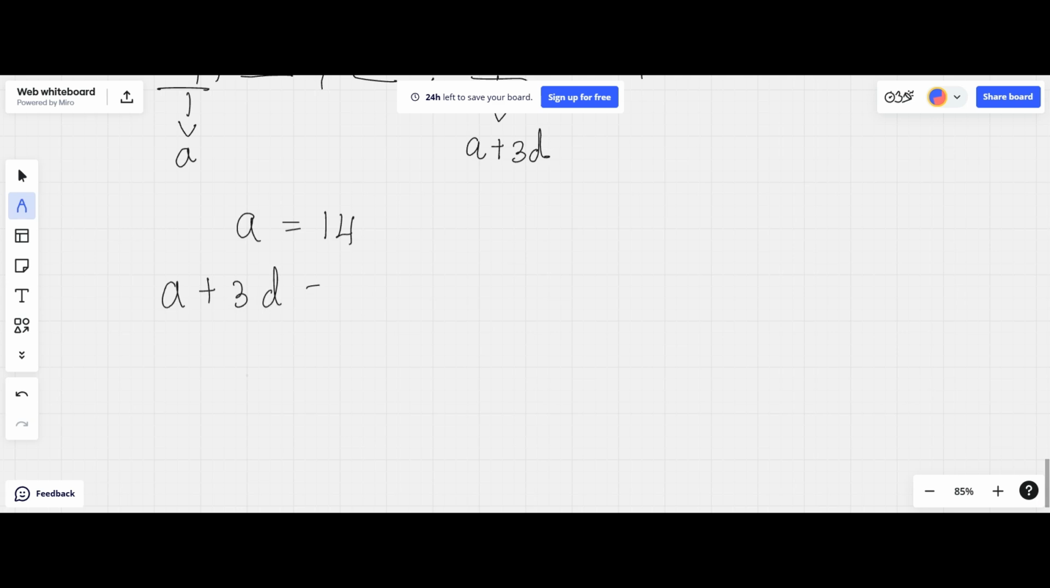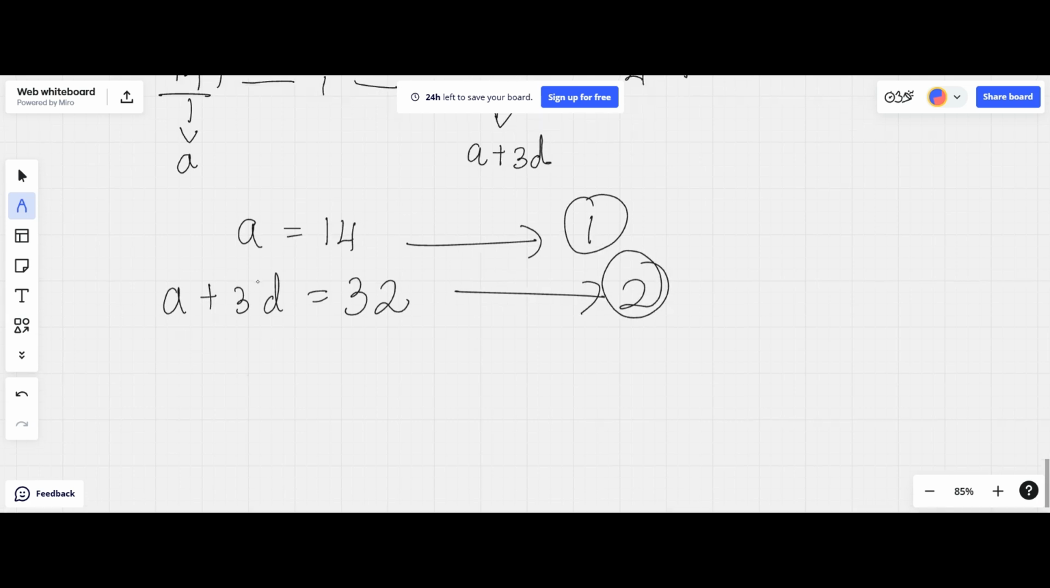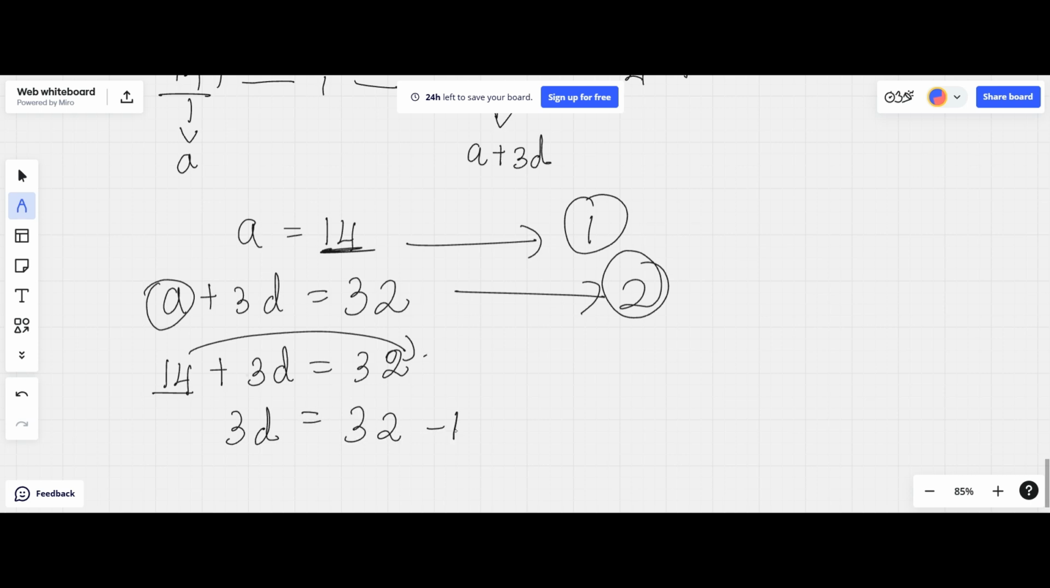A plus 3d is equal to 32. You see, a is equal to 14. Let's say this is equation number 1 and this is equation number 2. So instead of this a we'll put 14. We'll substitute 14, so 14 plus 3d is equal to 32. So for 3d, we'll take this 14 to the right side, so it will be 32 minus 14.